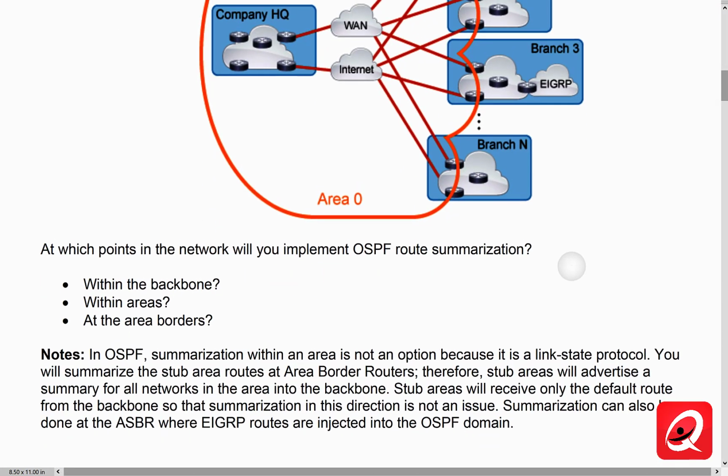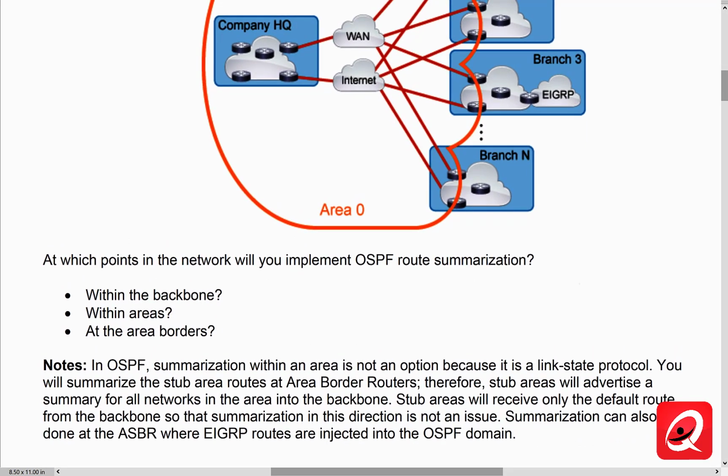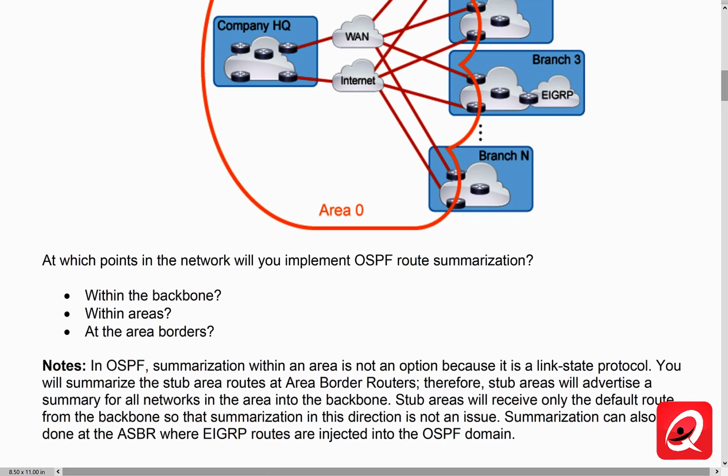At which points in the network will you implement OSPF route summarization within the backbone? Not even possible. You cannot summarize within the backbone because you have to do it on an ABR, within the areas, at the area border routers. So summarization, of course, has to occur at only one location, and that is at the area border router.